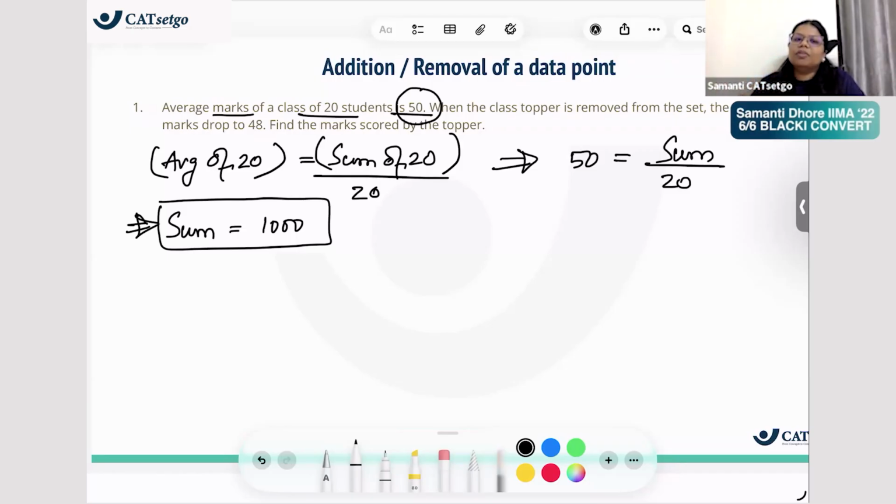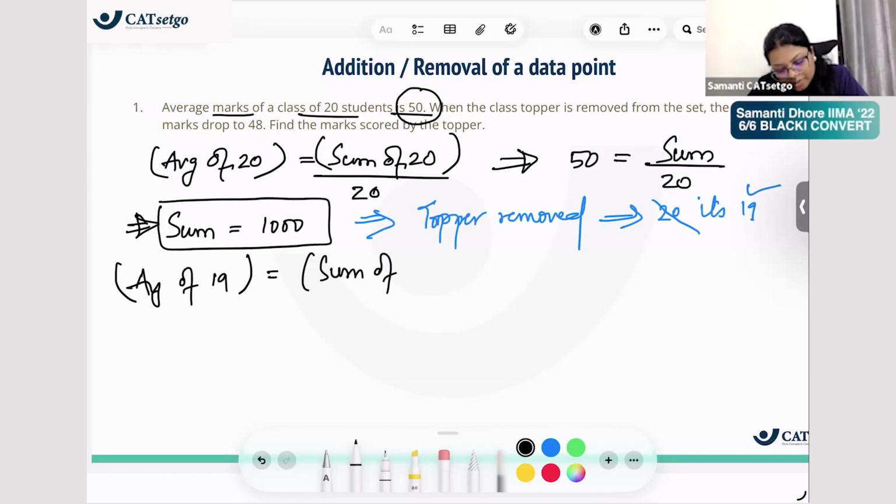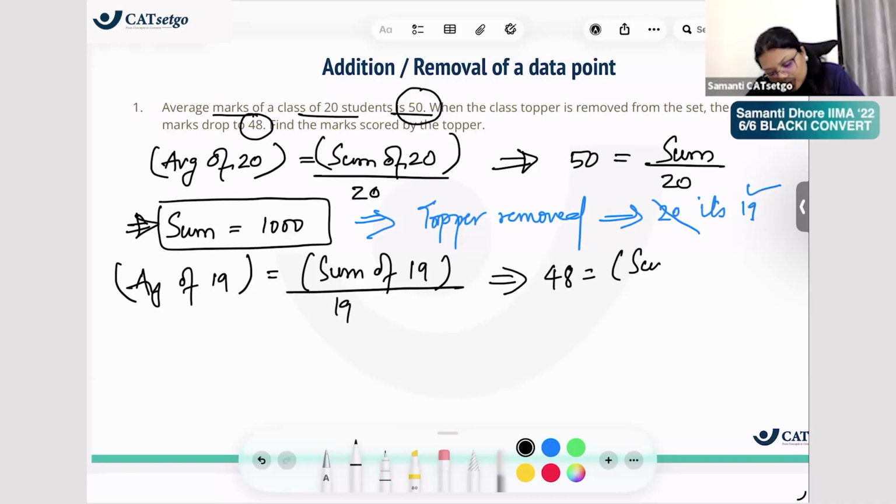When the class topper is removed from the set, the average now drops to 48. Class topper is removed. What does this mean? This means that it's not 20, it's 19 people. Yes or no? So now the average of these 19 people is equal to the sum of these 19 people divided by 19, right? Which means now the average is 48, so 48 is equal to the sum of these 19 people divided by 19.